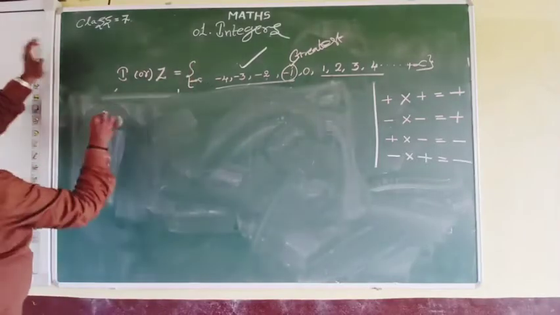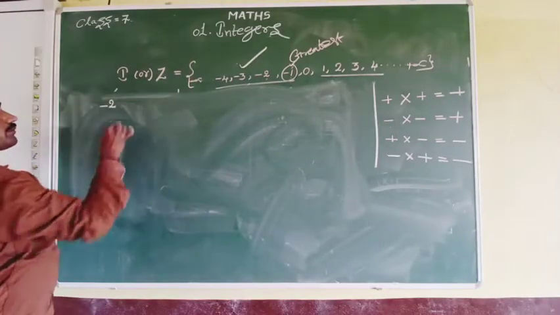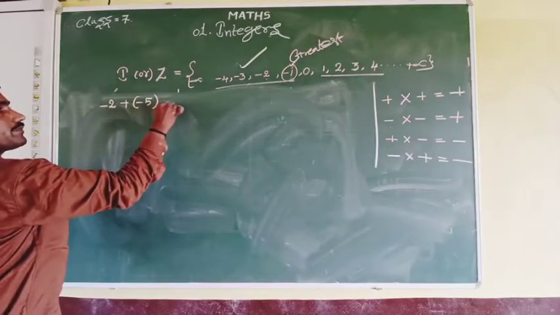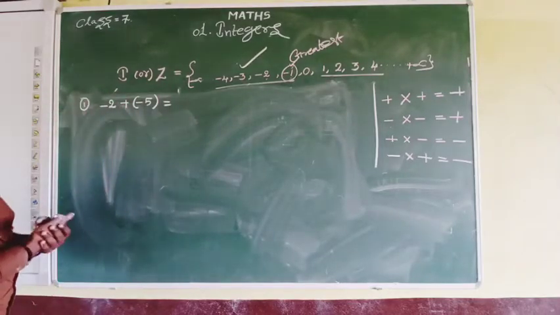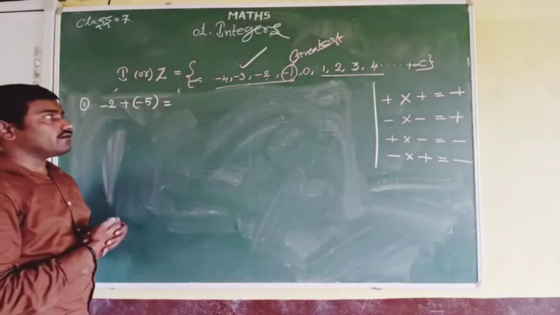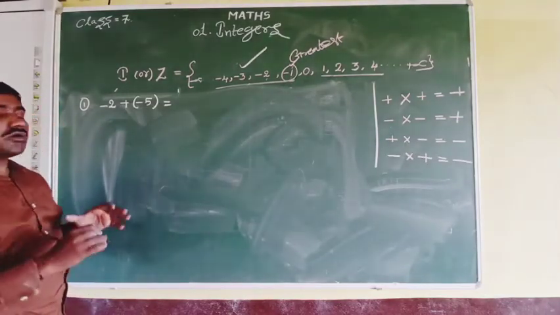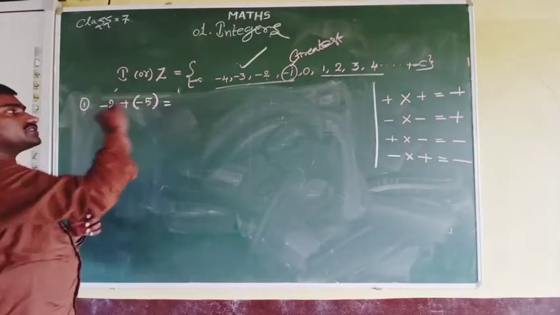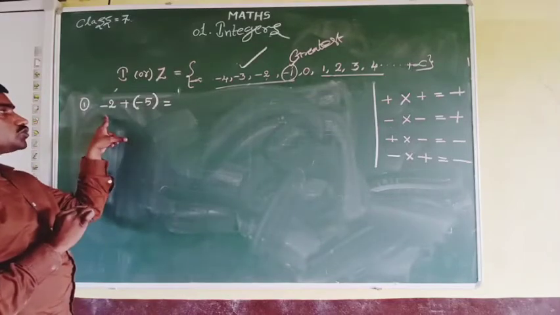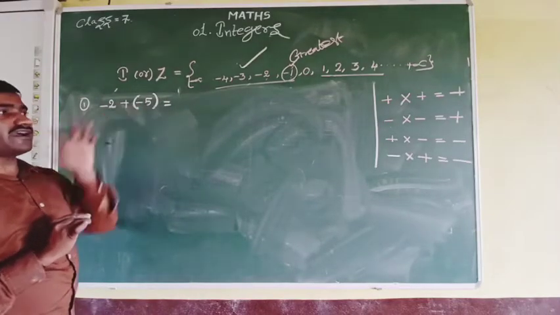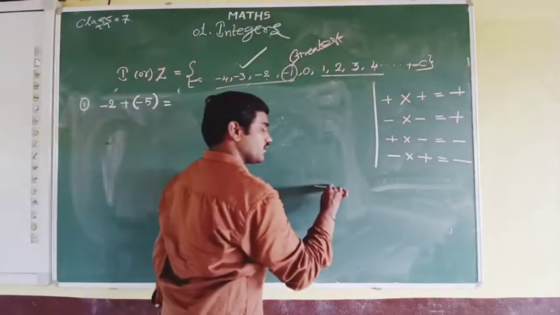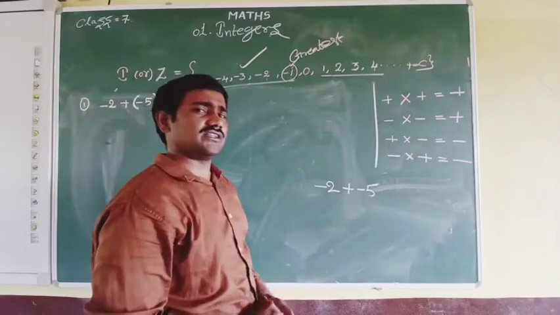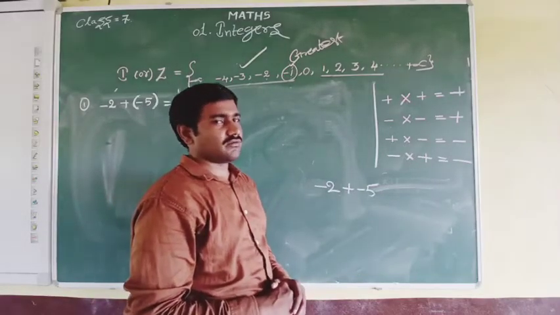Let's come. Here, minus 2 plus of minus 5. Solve this problem. Minus 2 plus of minus 5. So here we need to understand. This we are reading as minus 2 plus of minus 5. This we can't write like this: minus 2 plus minus 5. Have you seen this kind of problems anywhere in the textbook in your previous classes? No.